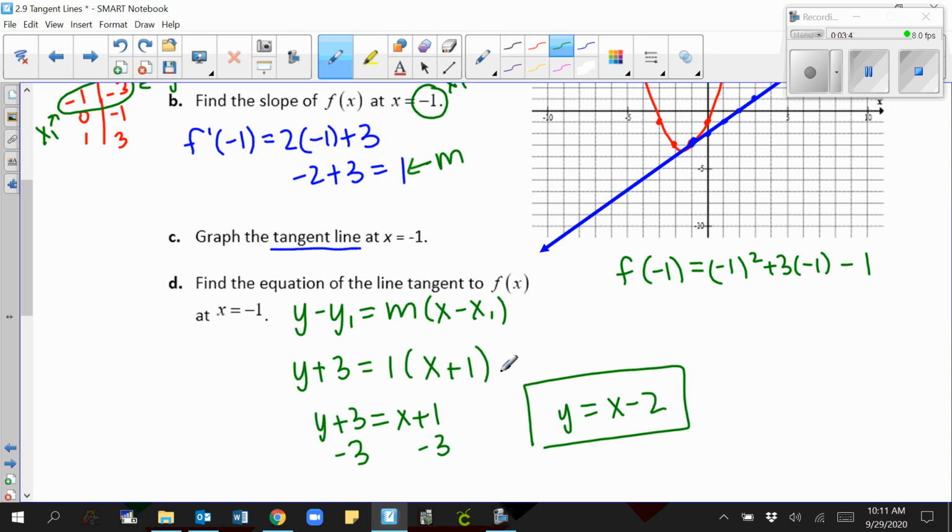So you can leave it in either of these two forms right here, or even like that right there. You don't always have to get it down to y equals. So from here on out, I'm just going to leave it in this form right here, my point slope form. And let's look at number 2.